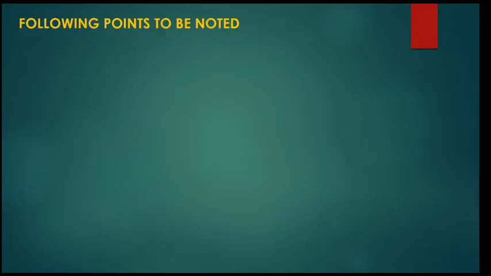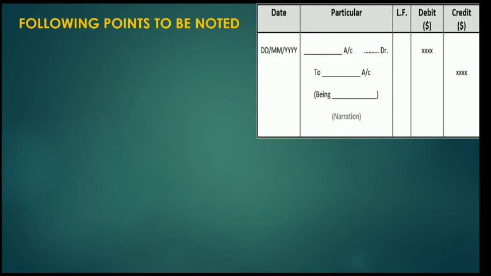The following points are to be noted. Now you can see this is the format of a journal. The first column is date, the second column is particulars, the third column is LF, LF is ledger folio, the fourth column is debit, and the fifth column is credit. So you have to remember these columns. There are 5 columns and you have to remember the headings of these 5 columns, that is date, particulars, ledger folio, debit and credit.